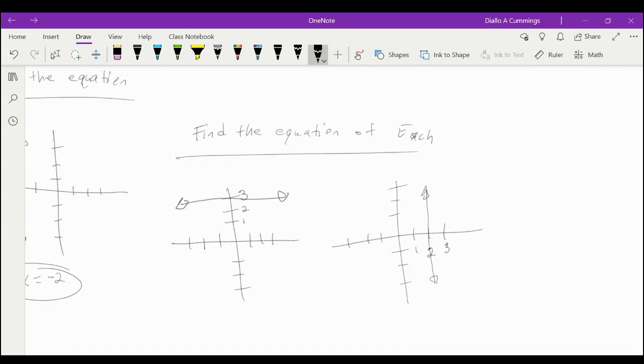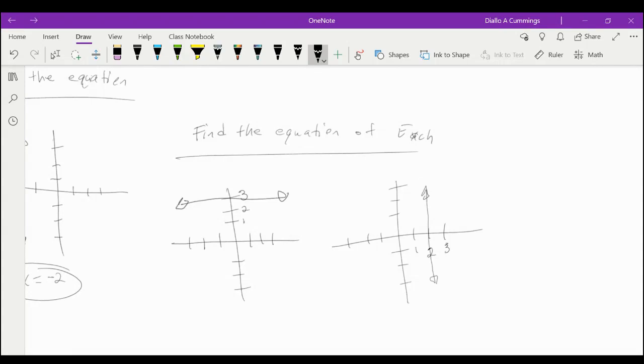So now, since this is a horizontal line, it should be in the form of y is equal to something. This is the reason why I label these. If it's a horizontal line, you really want to find the number on the y-axis that the line passes through. Since it's horizontal, it should be y is equal to some number. The number that it passes through would be 3.